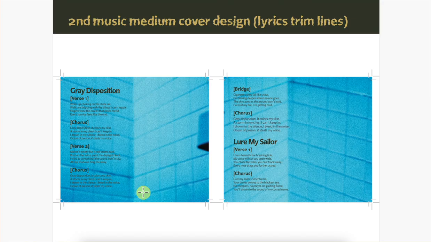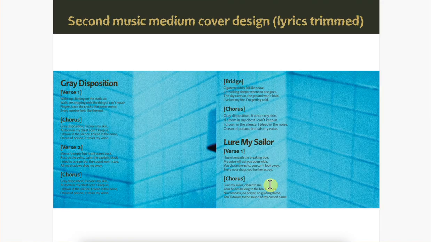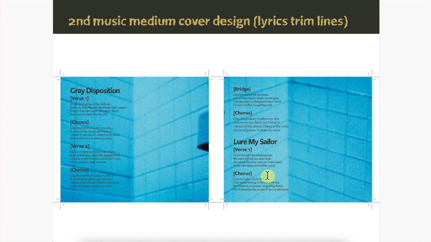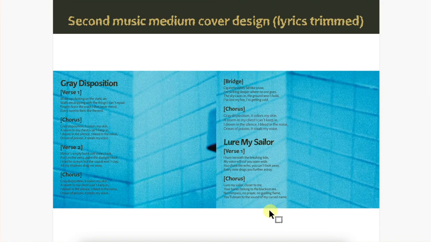Okay. So if this is still part of Gray Disposition, then I would have a second column on the same side. And then Lure My Sailor probably has more to it than one verse and one chorus, so then you'd have some room. Okay. All right, great.